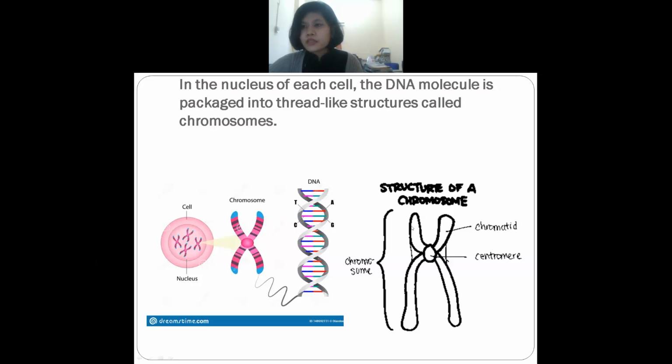And this is the structure of a chromosome. So in the chromosome, these two parts, as well as these two parts, are known as chromatids. And this center is known as what? Centromere. The center one is known as a centromere. This one is known as a chromatid.